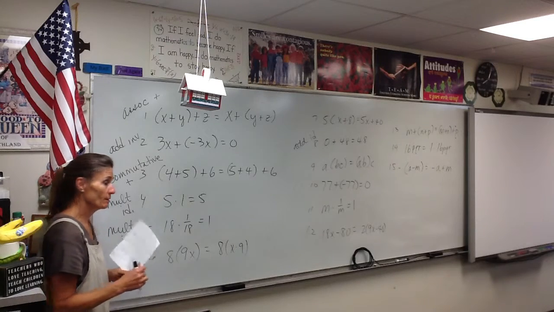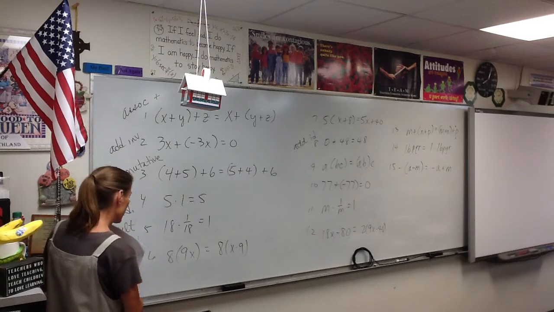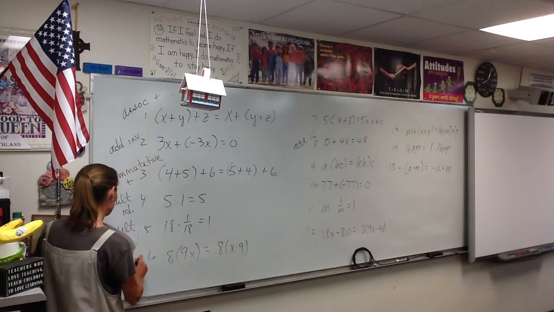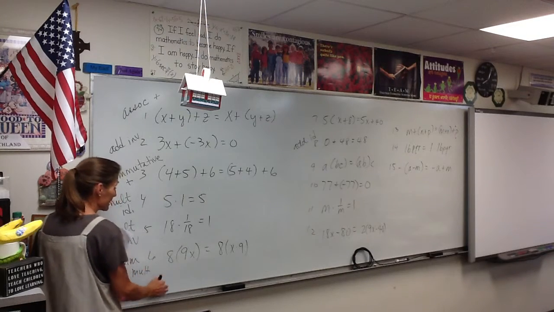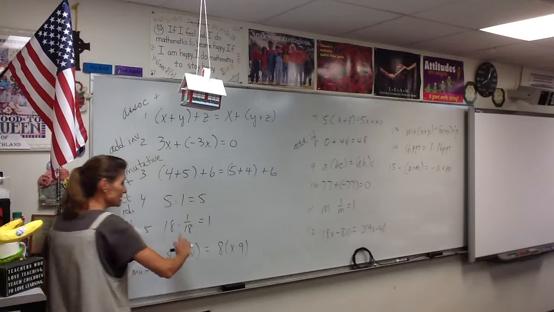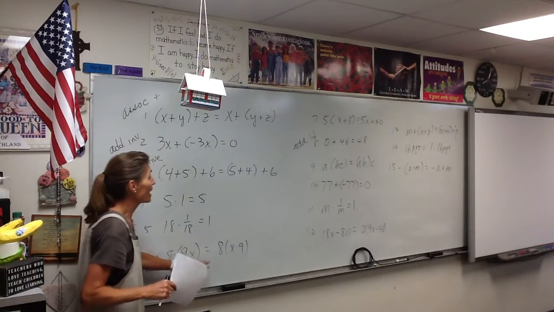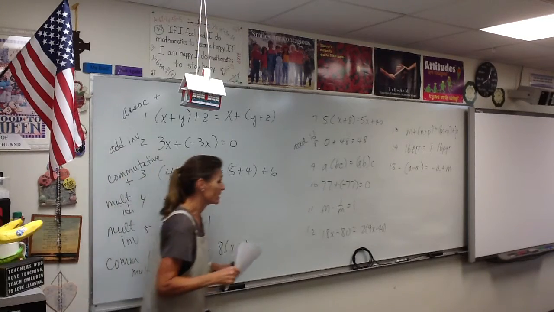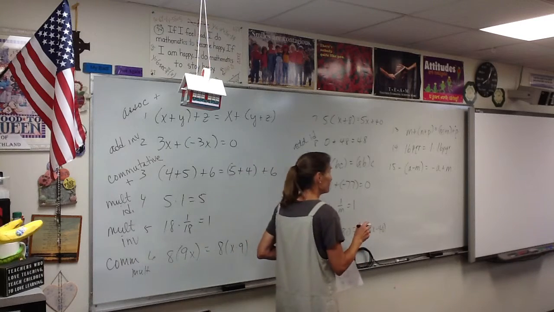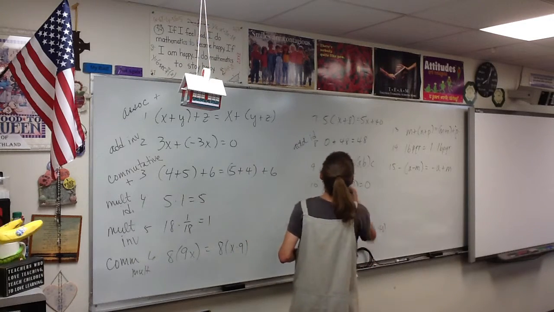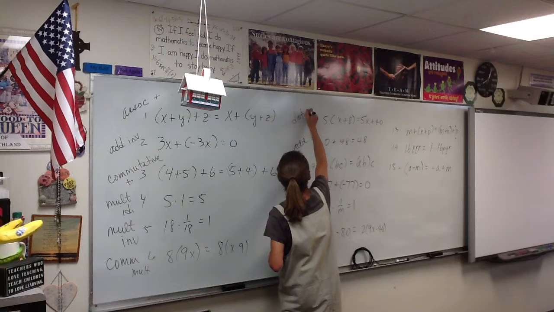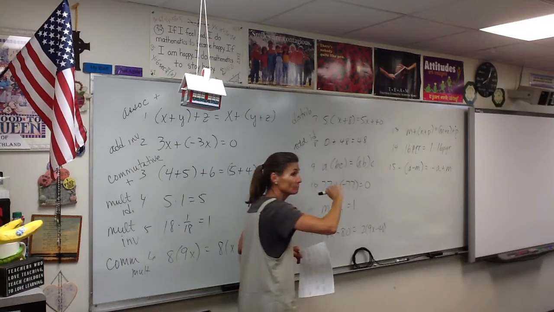Trevor? 6 is commutative. This is commutative of multiplication. Again, you have the same two things in the parentheses, but their order is changed, so that is definitely commutative. Very nicely done. Jasmine? This is the distributive property. Everybody recognize that? Okay.